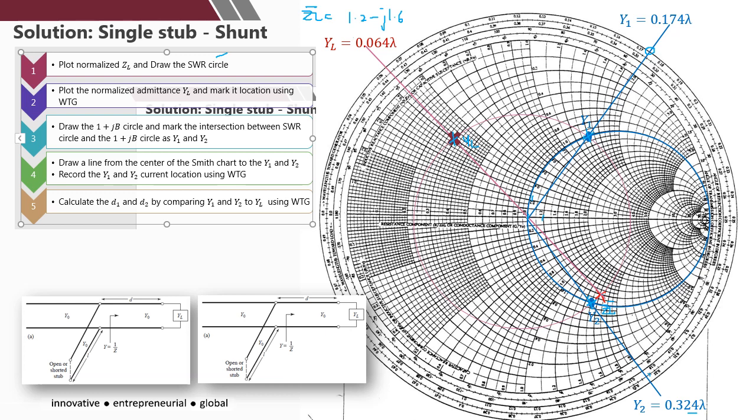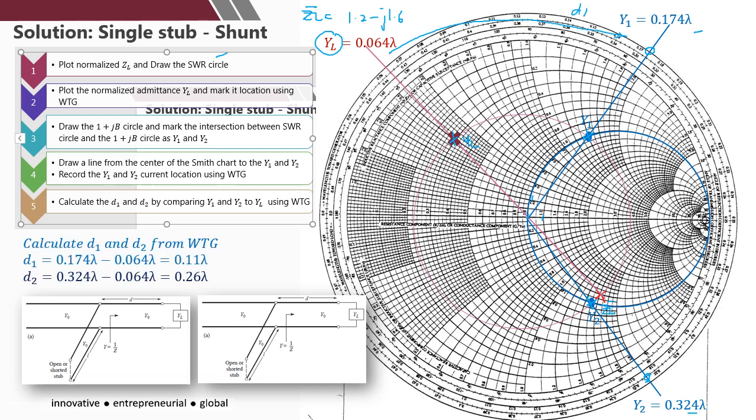Okay, at this point, there's some sort of mismatch, a bit, maybe 2.3 to 3. Okay, and then calculate D1 and D2 by comparing Y1 and Y2 to YL. So YL is here, and then Y1 is there, so you can get the D1.